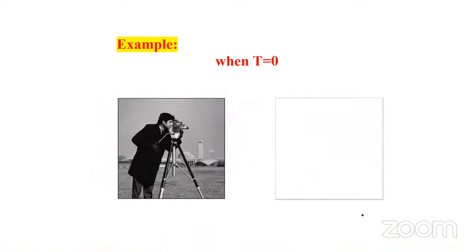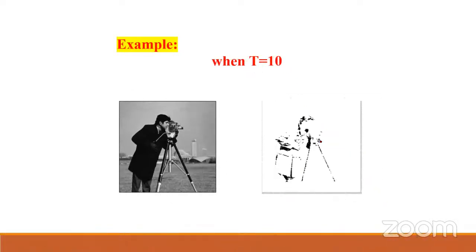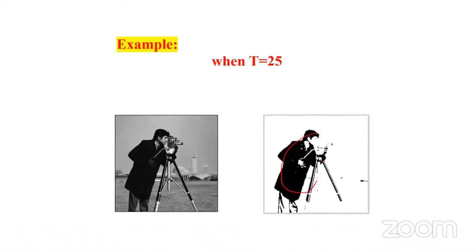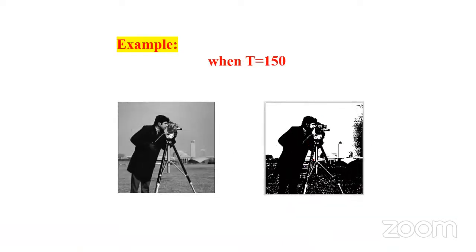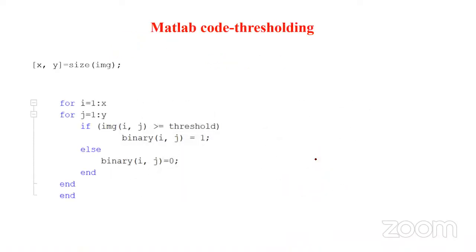Of course, the threshold value is not constant, it may vary. Suppose I take T equal to 0, I get nothing as output. If I take T equal to 10, I get a partial output. If I take T equal to 25, I am able to see better. When I take T equal to 75, I am able to see the object properly. When I take T equal to 155, it is not up to the mark. Like that, we have to look at various threshold values, and based on that, we can fix the final threshold.